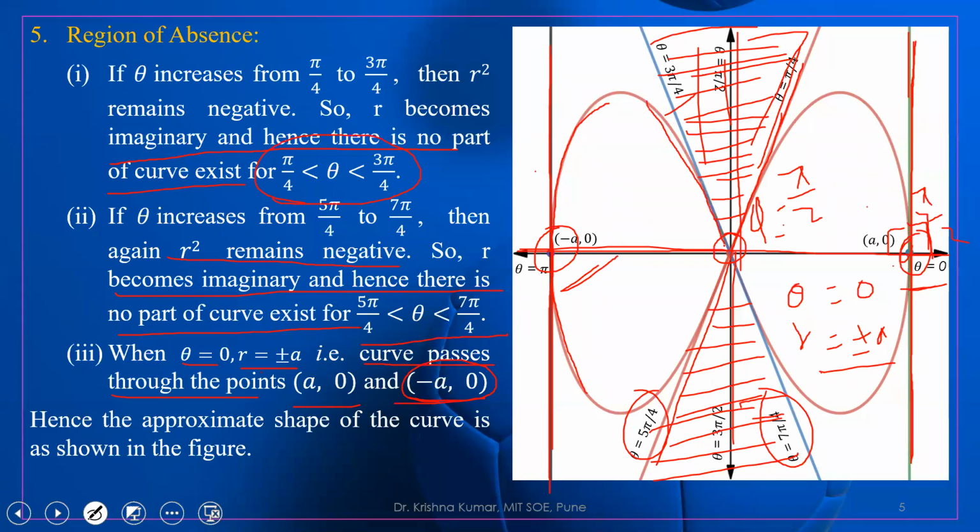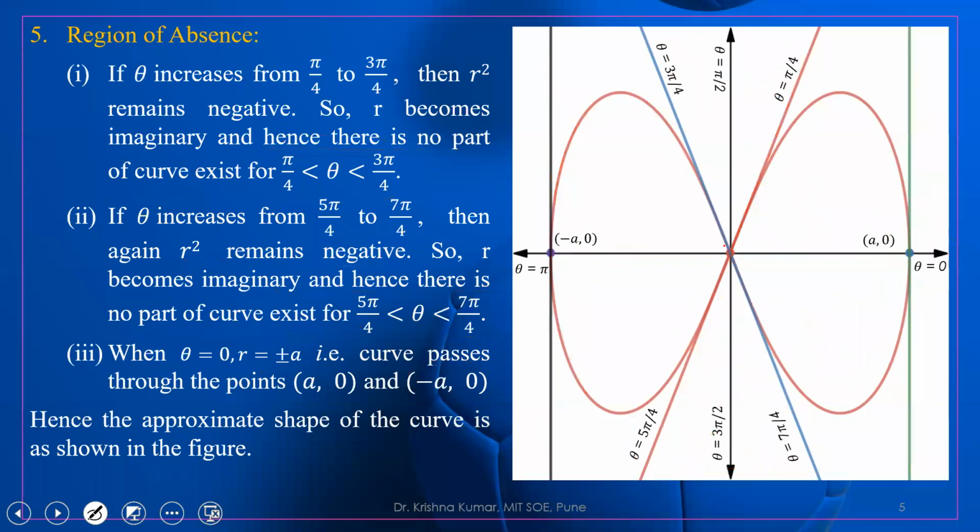Let us first trace the first quadrant. First, this is the initial line. When theta equals 0, r is equal to a, right? This is the tangent at this point. And this is also a tangent. So how to trace? These will meet each other. So this is the first part of the curve, in the first quadrant.